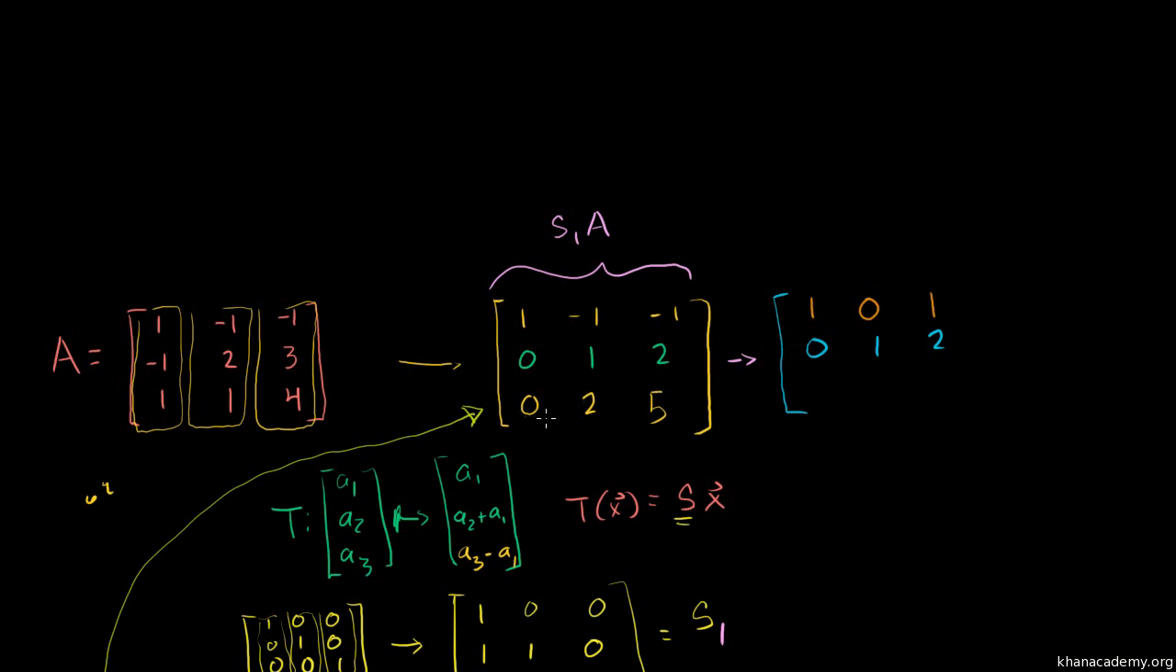Now, I want to replace the third row with the third row minus 2 times the first row. So that's 0 minus 2 times 0 is 0. 2 minus 2 times 1 is 0. 5 minus 2 times 2 is 1. 5 minus 4 is 1. And we're almost there. We just have to zero out these guys right there. See if we can get this into reduced row echelon form.